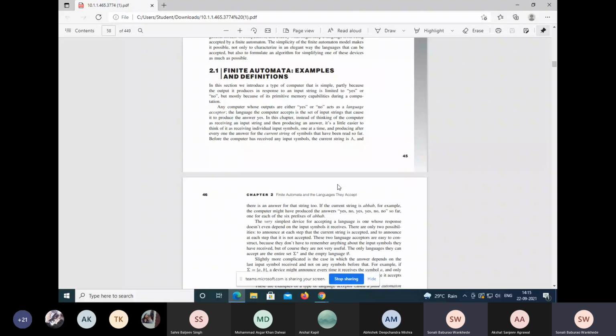Now check another example. If the current string is A B B A B, for example, the computer might have produced the answers yes, no, yes, yes, no, no so far, one for each of the six prefixes of A, B, B, A, B. What can you understand by this? There are six prefixes which is given here. Count it. You have A, you have B, B, A, B. There are six prefixes, and for every prefix, you have an answer, either yes or no.